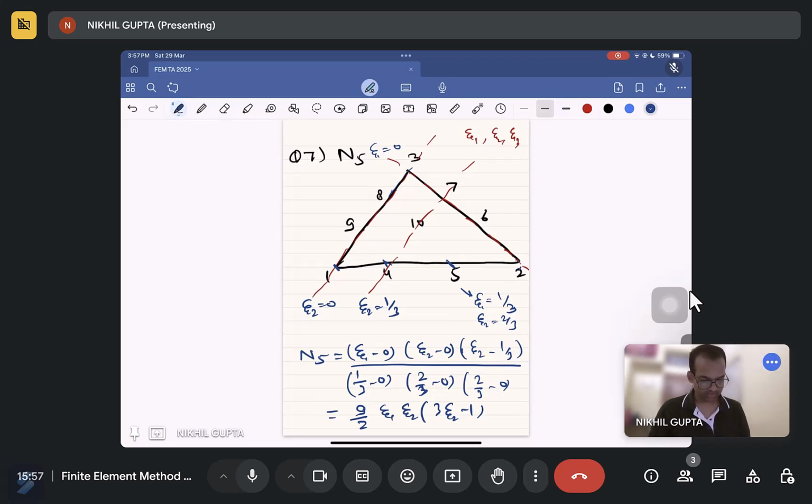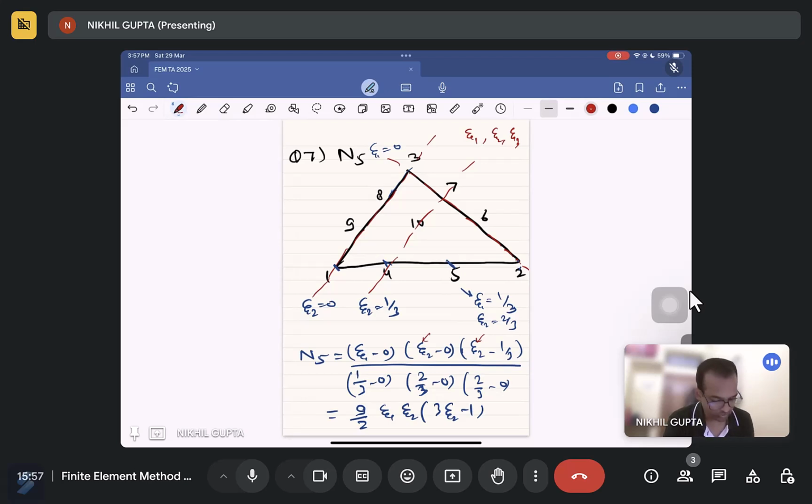I have one question. 1 by 3 minus 0 you're writing for xi 1, Xi1 minus 0, right? Yes, for Xi1. Then 2 by 3 you're writing for xi 2, Xi2, okay. Then another 2 by 3 is for? This is also xi 2, na? Top one. These two are xi 2.